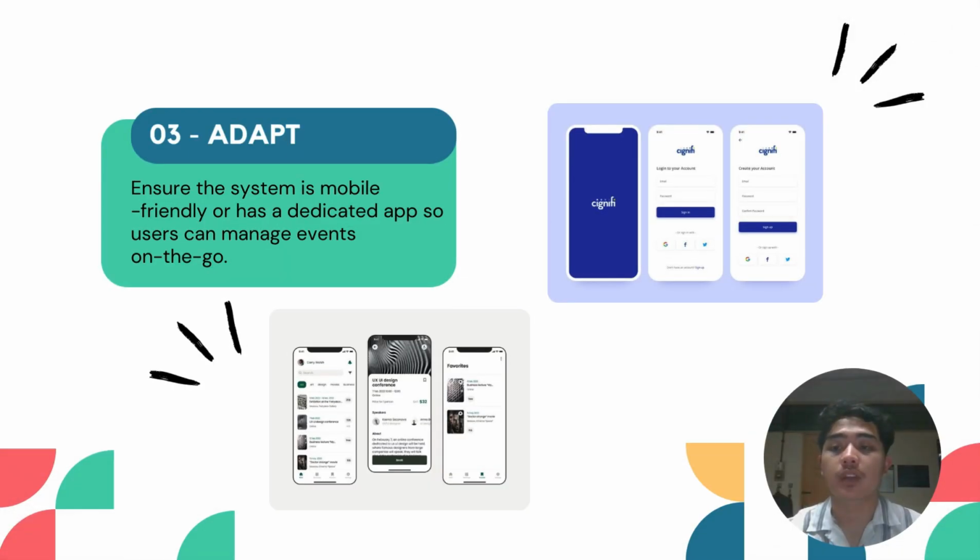Okay, now I will share about number 3, which is adapt. To ensure the system is mobile friendly or has a dedicated app so users can manage events on the go. The benefit is increased accessibility. Students can manage event-related tasks anywhere and anytime, increasing participation and engagement. It could also enhance the user experience. A dedicated app can offer a seamless and personalized experience, encouraging more frequent use. So, this adaptation will likely lead to higher engagement and smoother event management.